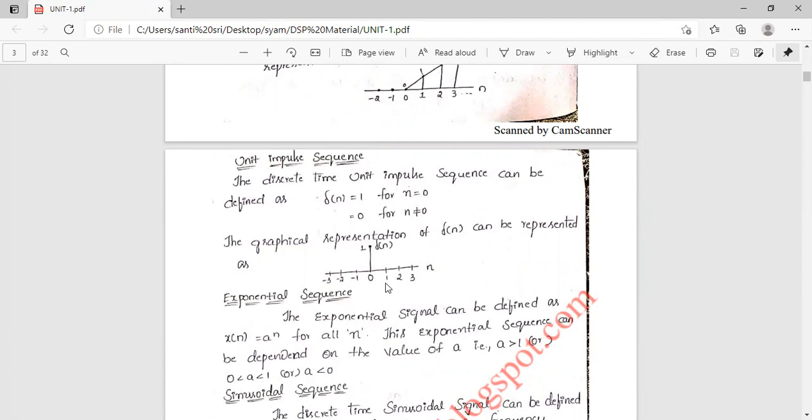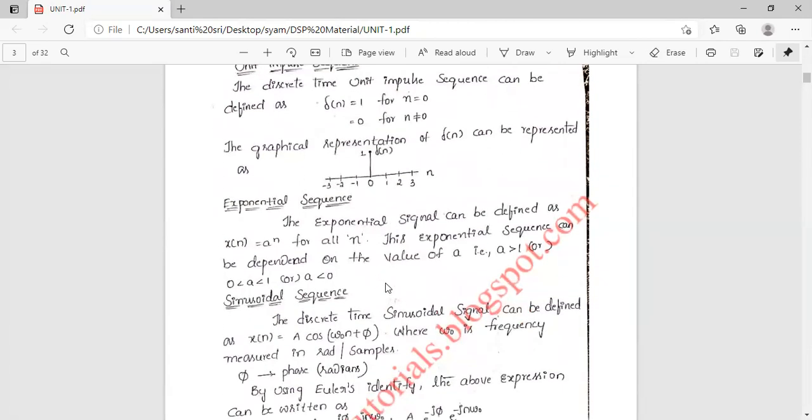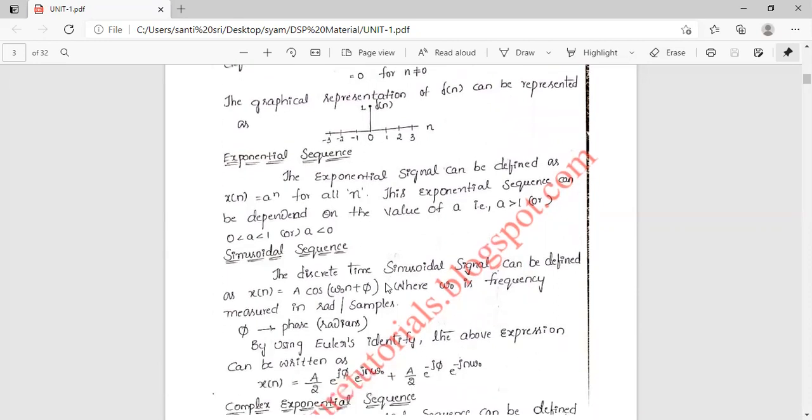Next, the exponential sequence is mathematically expressed as x of n equal to a power n for all values of n. This exponential sequence depends on the value of a, that is, if a is greater than 1, or if it is in between the values of 0 and 1, or a is less than 0.